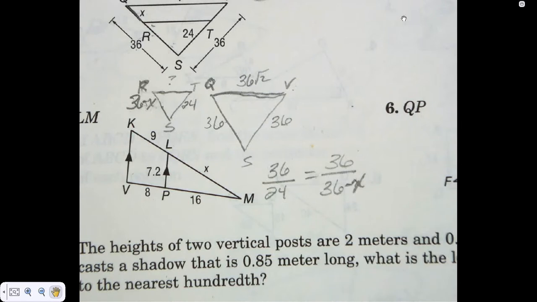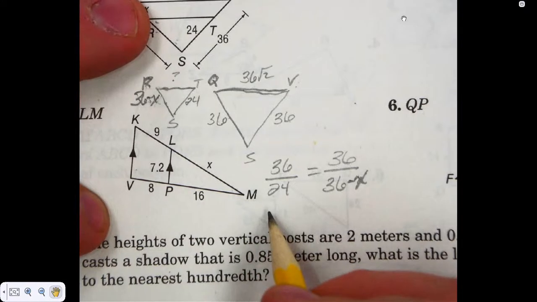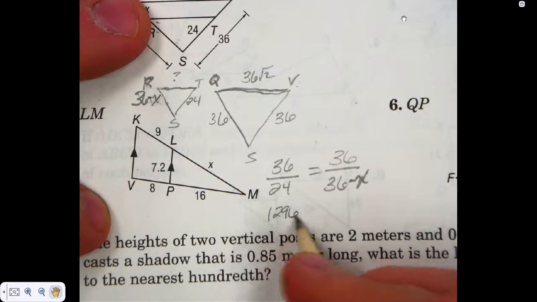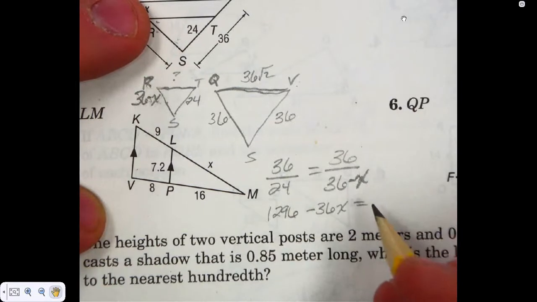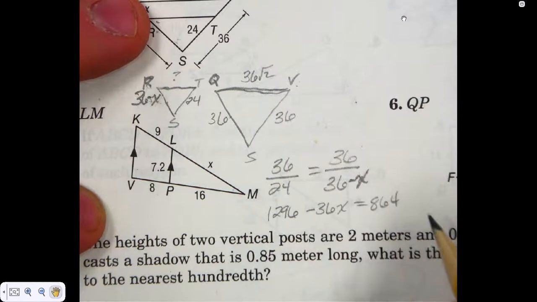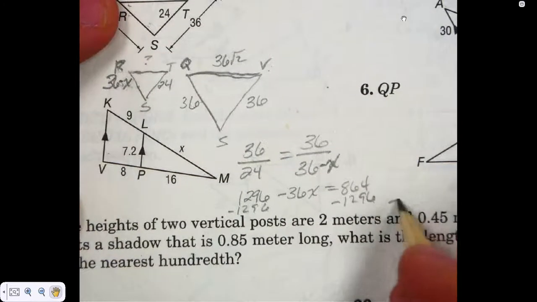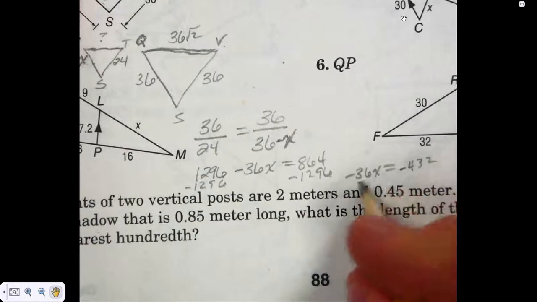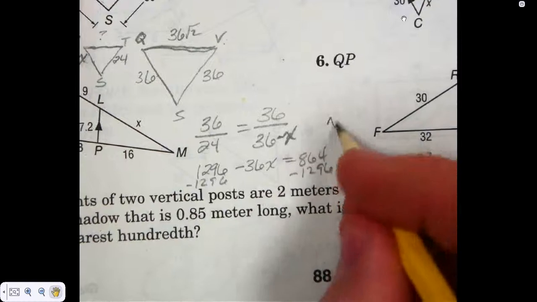Yes, no, maybe? Yes. Cross multiply. What's 36 times 36? Hurry, quick. 1,296 minus 36x is equal to, what is 24 times 36? 864. Oh, dang it. What am I going to do now? Subtract 1296. And I should get negative 36x is equal to, what are those two subtracted? Negative 432. What am I going to divide both sides by? Negative 36. It's going to be positive 12. What's x equal to?